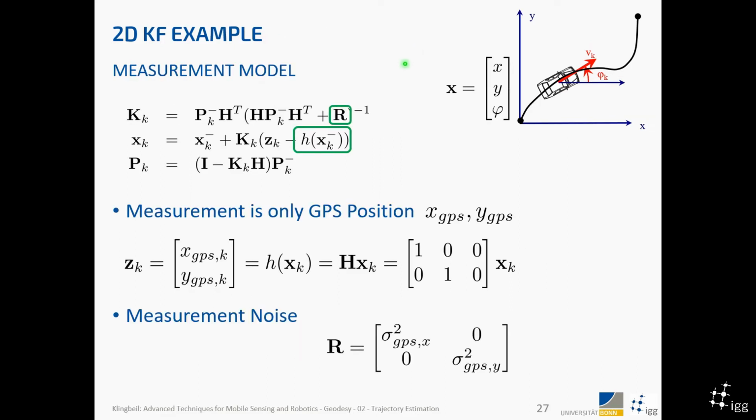The measurement model is rather simple. The measurement model here is just an observation of GPS in the two dimensions X and Y. So that means that we directly observe those two components of the state, right? And then the measurement model is very simple. It's just a one here and a one here. And the measurement noise is just given by the sigma squared for X and the sigma squared for the Y coordinates of the GPS.